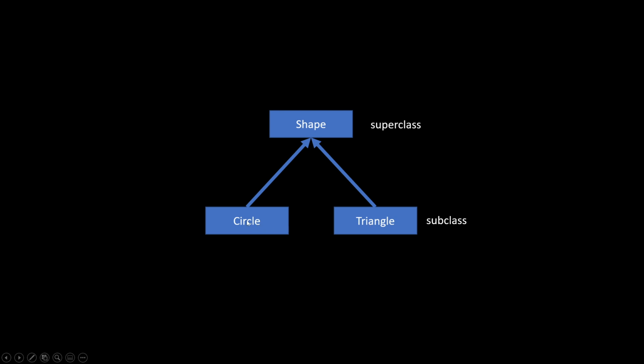I have a circle. A circle is a shape. I have a triangle. A triangle is also a shape. In this case, shape is the superclass. This is a relationship: a triangle is a shape, a circle is also a shape, right? So this arrow is called an is-a relationship. This is called a superclass, and this is called a subclass. Let's leave it at that. Sometimes this relationship is called inheritance. Circle inherits from shape. Triangle inherits from shape. We'll go deeper into inheritance later on.